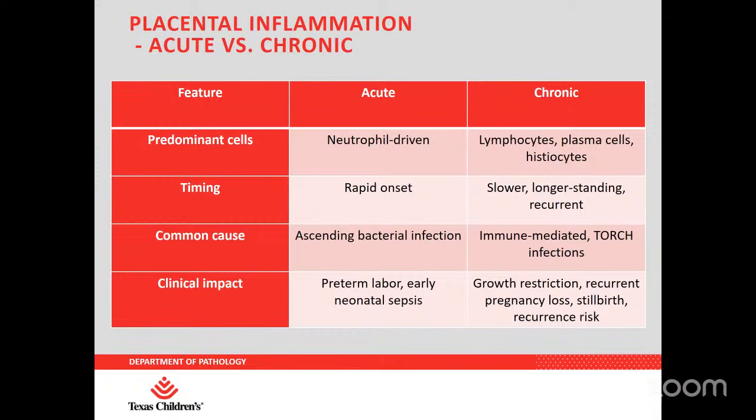Secondly, there's chronic inflammation, which tends to be dominated by lymphocytes and macrophages. The chronic inflammation usually, although not always, reflects maternal immune activation, and includes conditions such as villitis of unknown etiology or chronic histiocytic intervillositis.